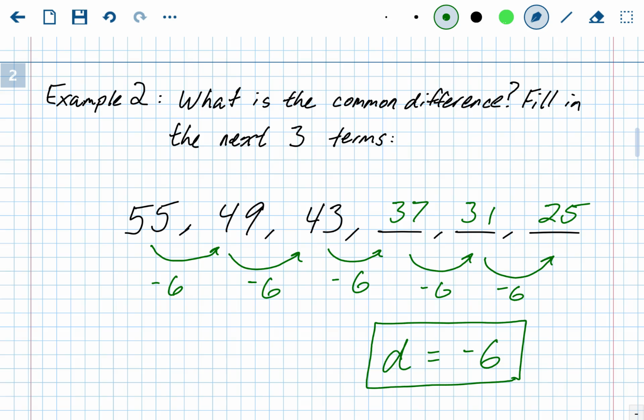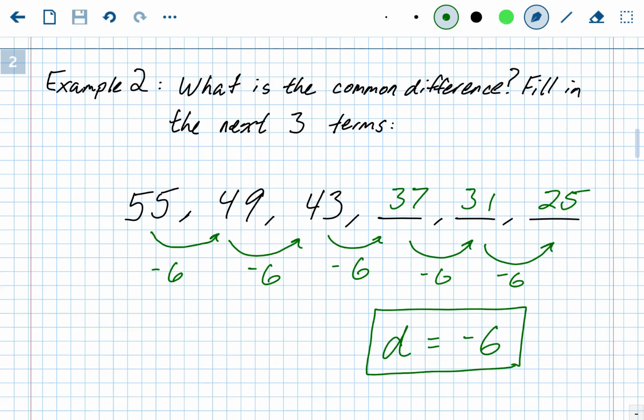You've got to determine what the common difference is, and then use that common difference to find the next couple of terms. Now, how does this tie back to linear equations? Well, it ties back because you remember what slope is. Slope is your constant rate of change. That's kind of what we're dealing with here with this common difference. It's the same number we're adding to get to the next term.